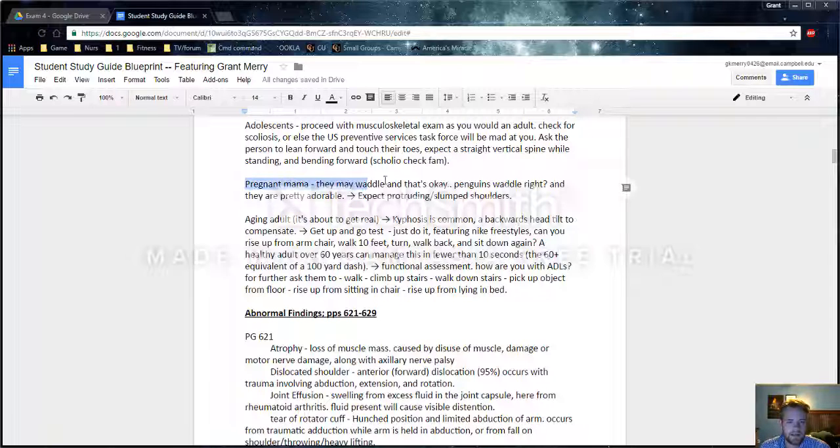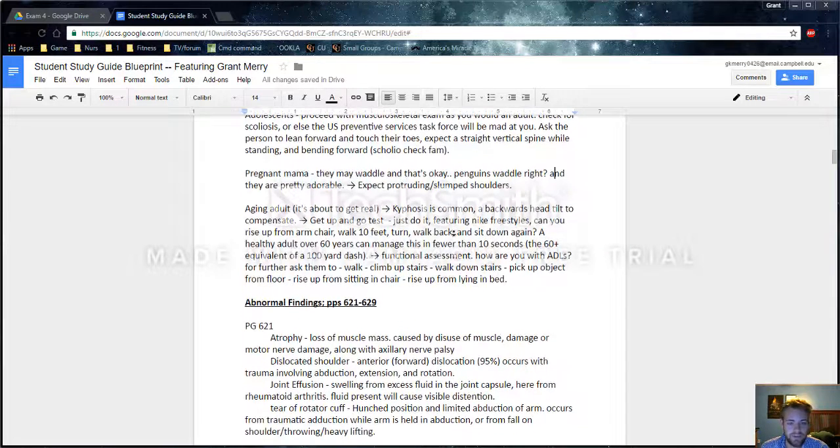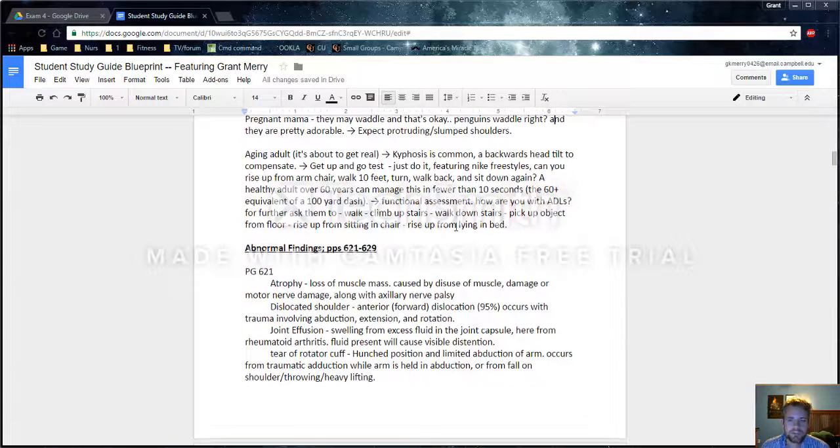So the pregnant mama, they waddle, and that's okay. Penguins waddle, am I right? And they're pretty darn adorable. Expect protruding shoulders anteriorly, because they've got like 20 pounds of weight on their stomach, and they're going to lean forward. I would lean forward too.